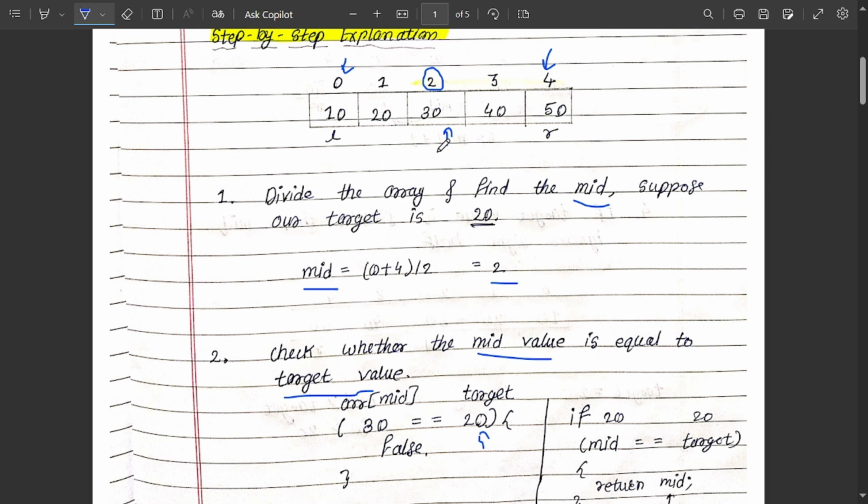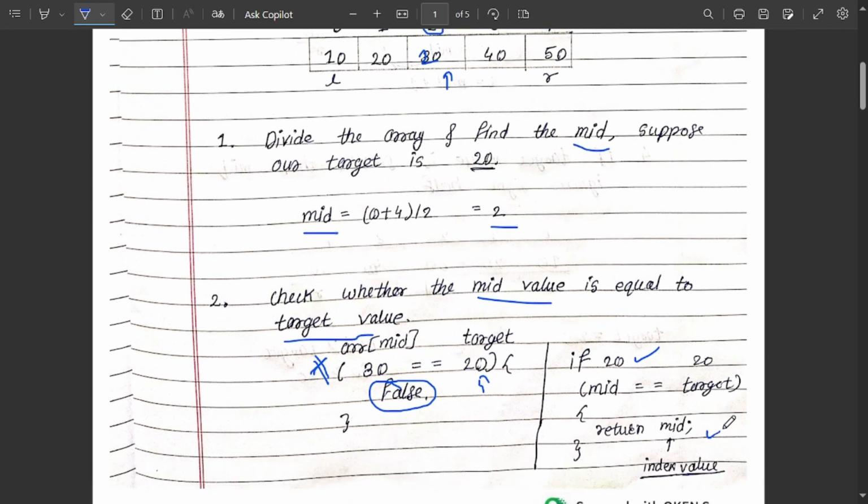So this condition will be false, guys. If the mid value were equal to 20, that means the target is present at this position, and it will return the index number. If we get it on the first try only, then that is really a good case. So you get the mid and return the index value.